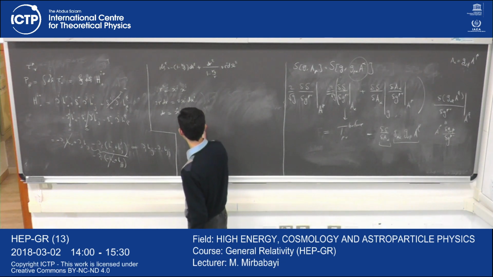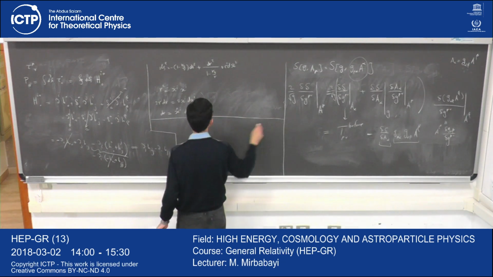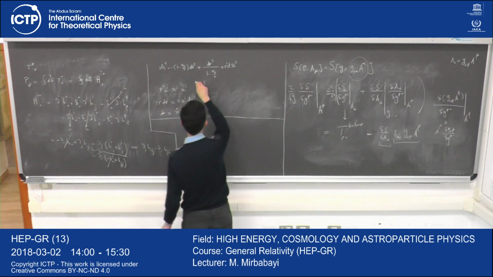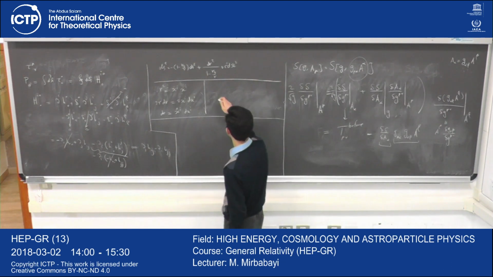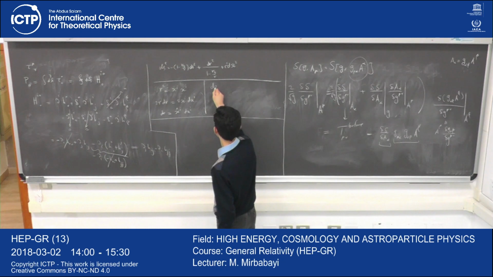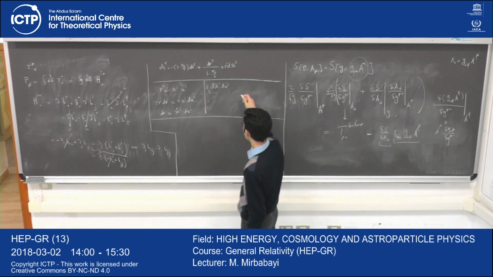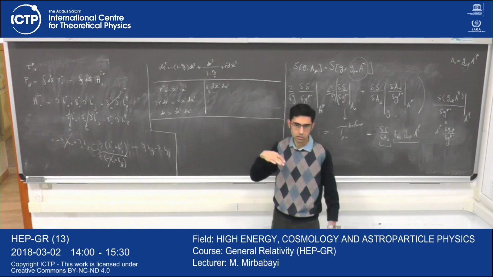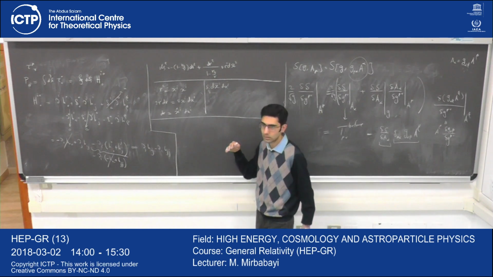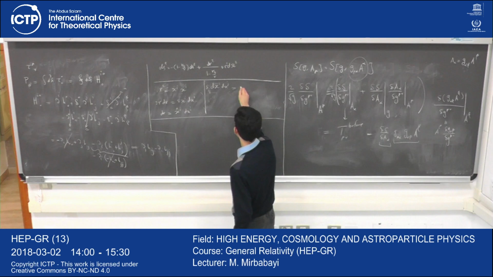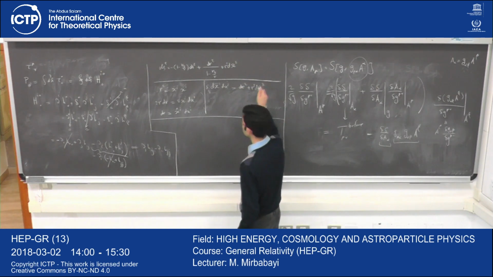So this is fact number 1. The second fact that I can use is that if I just take the delta ij dxi dxj, this is just the usual flat Euclidean metric. In radial coordinates, this is dr squared plus r squared d omega squared.